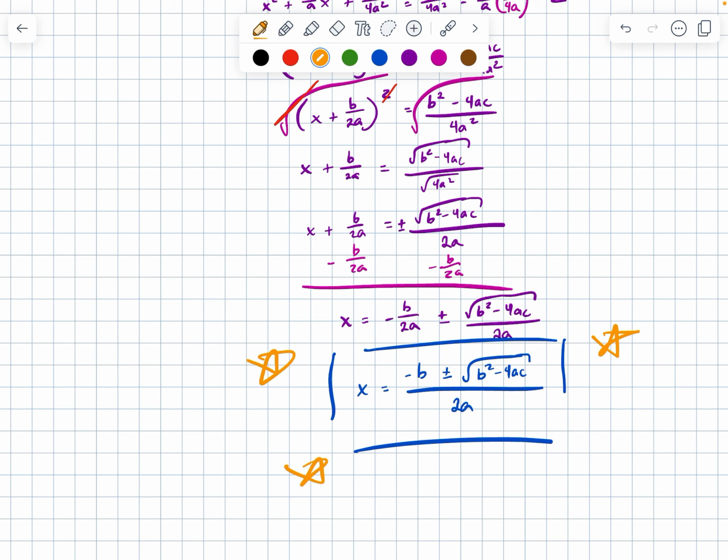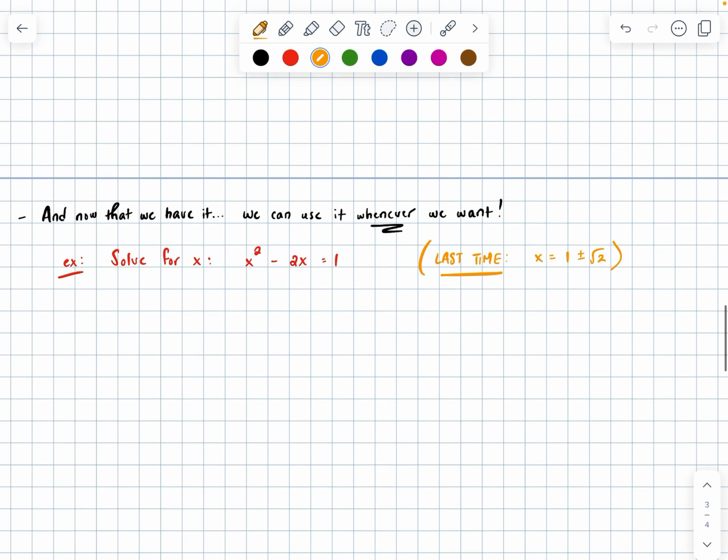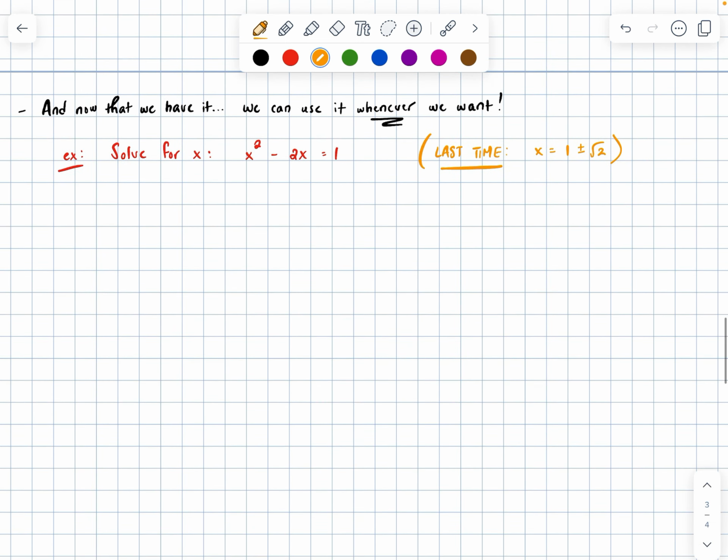Would you look at that? We have just shown where our quadratic formula comes from. Fantastic! So we've got this quadratic formula now, and that means we can use it whenever we want. Eventually, we'll realize that even though we can, we might not always want to. But for now, let's see how and if it works in action.